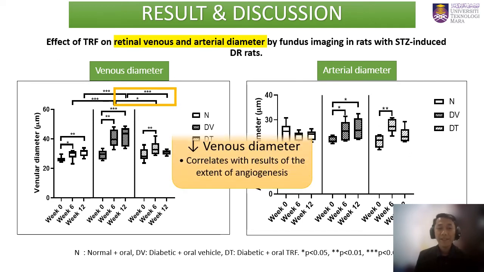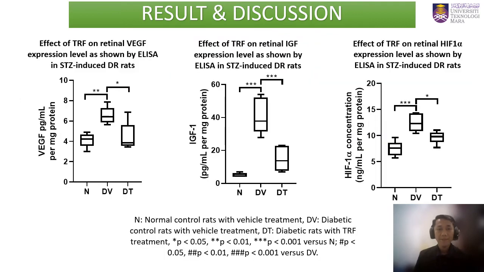The improvement in the venous diameter might be associated with the improvement in retinal angiogenesis. We have seen that the retinal VEGF protein expression is reduced in DT. Another angiogenic marker, IGF-1, which has been reported to induce VEGF and HIF-1 alpha expression, also showed a similar trend. HIF-1 alpha is an important transcription factor that promotes VEGF expression. Similar findings were again observed in this marker by using a similar method.